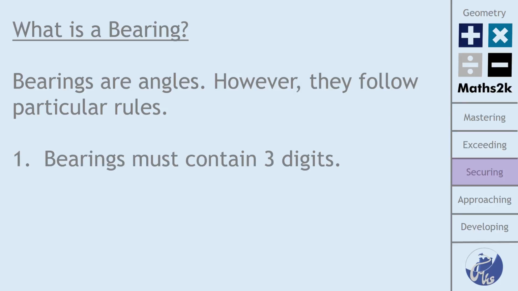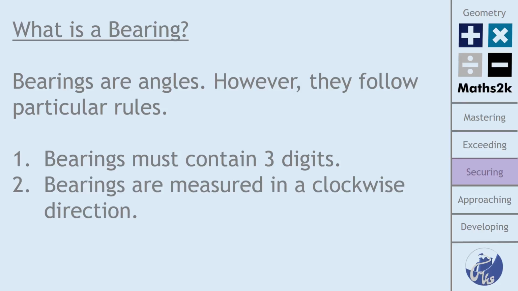Firstly, a bearing must contain 3 digits. They have to have 3 digits. So if you've got an angle which is less than 3 digits, or say less than 100 degrees, you're going to have to stick extra digits at the start, and they will just be zeros in order to make sure there are 3 digits. That's one rule for them.